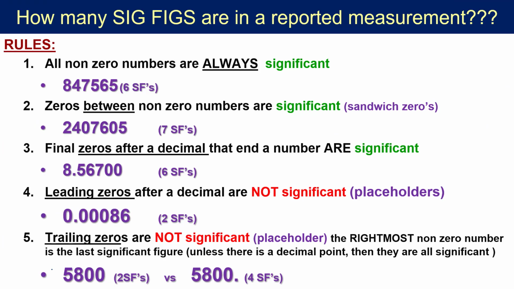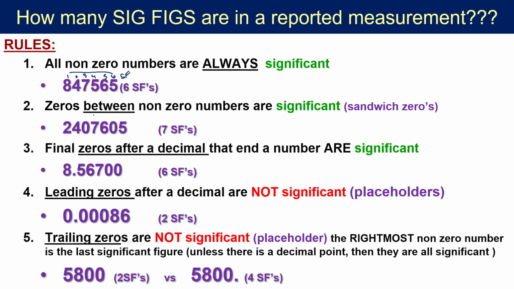All right, let's start with rule number 1. Rule number 1 says, because zeros provide some level of uncertainty in a reported measurement, that any non-zero numbers are considered significant figures. So if we saw the number 847,565 and we said, how many significant figures are there in this measurement? Well, we would say that there's 6, because all non-zero numbers are significant. This is your first sig fig, your second, your third, your fourth, your fifth, and your sixth significant figure.